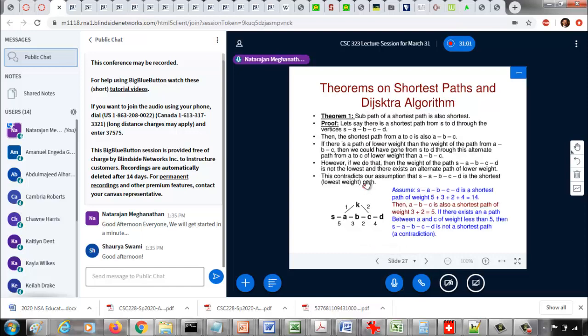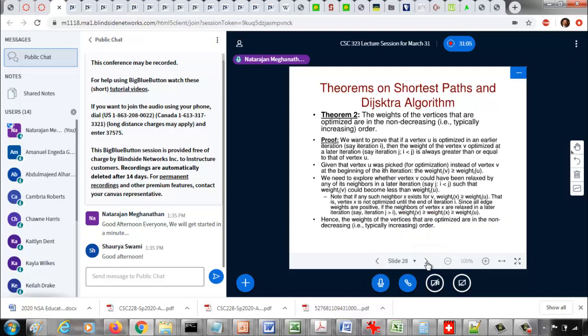So that's an important property. Every subpath of a shortest path is a shortest path. So let us now move on to the second theorem, and this is going to be all related to the working of Dijkstra's algorithm.